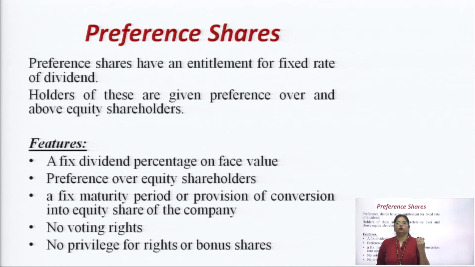Right. Now, when we talk about features, obviously it would not have exclusive features like equity shares, right, because obviously it is getting a fixed rate of return. Now, the first and the foremost feature we have been discussing is that it is entitled to get a fixed rate of dividend. Then they have a preference over the equity shareholders in the payment of this. Then a fixed maturity period or provision of conversion into equity shares of the company can be another feature, in which the preference shares can be redeemed at a particular specified time, or if specified earlier, they can be converted into equity shares of the same company.